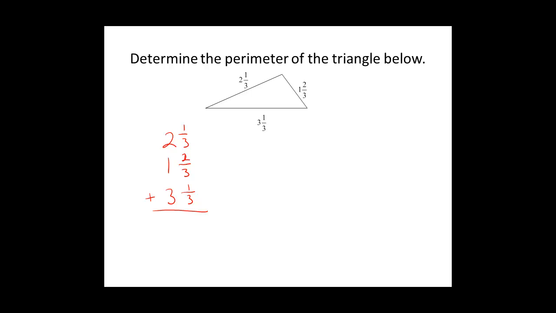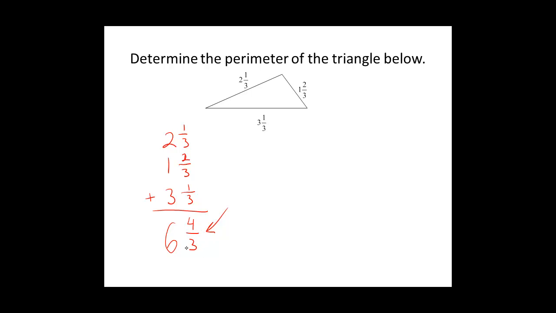We see that the denominators are all the same, so we can just add the numerators. 1 plus 2 is 3, plus 1 is 4. Over 3, keeping the same denominator, and add our whole numbers. 2 plus 1 is 3, plus 3 is 6. I want to draw our attention to this fraction part. What do you notice? We have a bigger number in the numerator than the denominator.